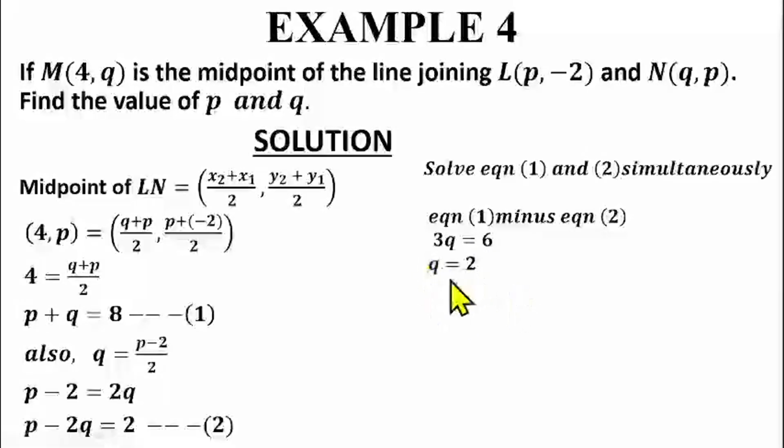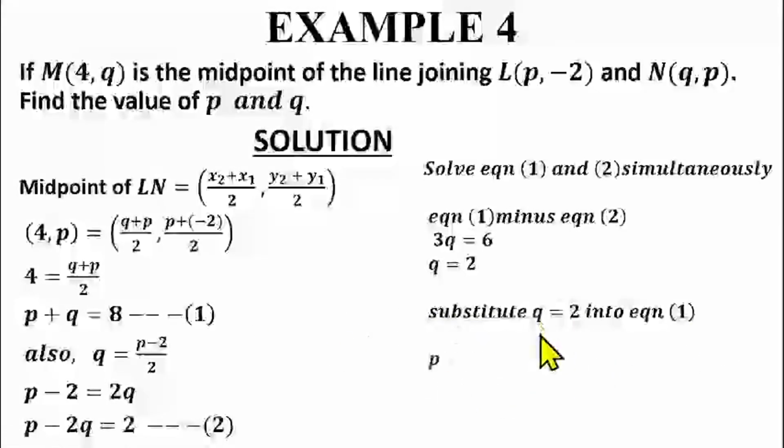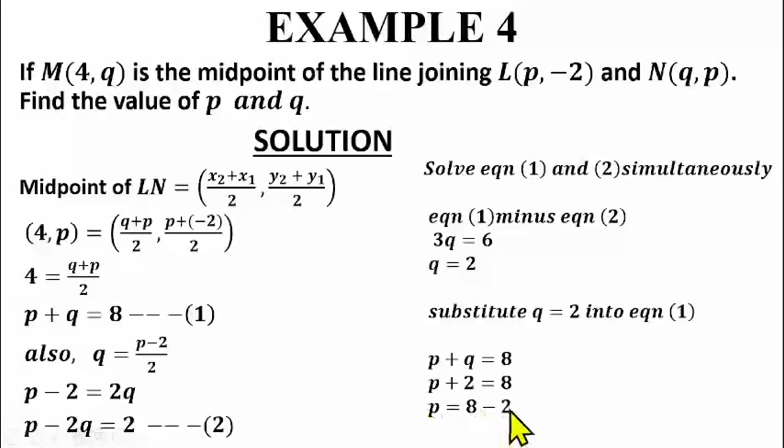Then you can now substitute this into equation 1 or equation 2 to find our p. Then from there, substitute q equals to 2 into equation 1 to find our p. Equation 1 says p plus q equals to 8. Then our q is 2, so we have p plus 2 equals to 8. Collect like terms, p will be equals to 8 minus 2.